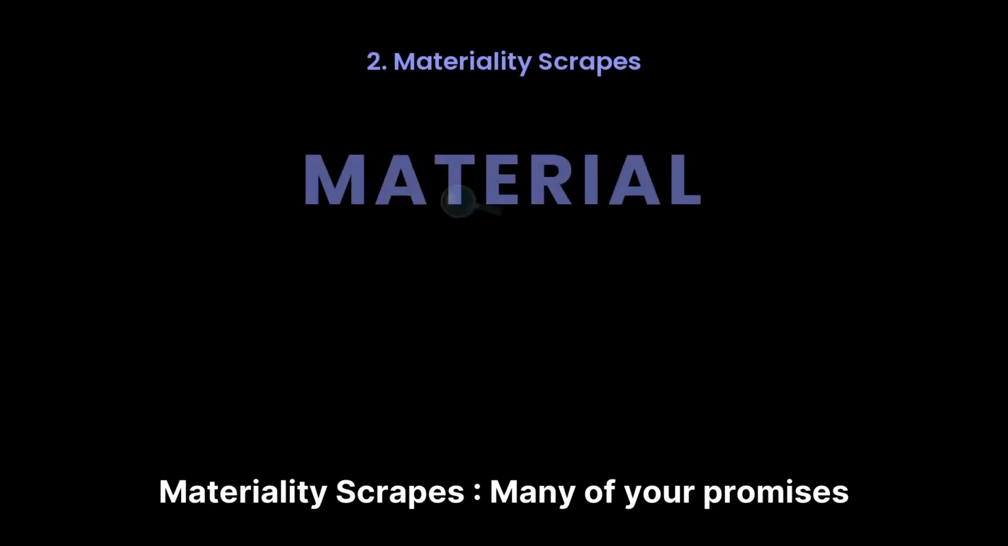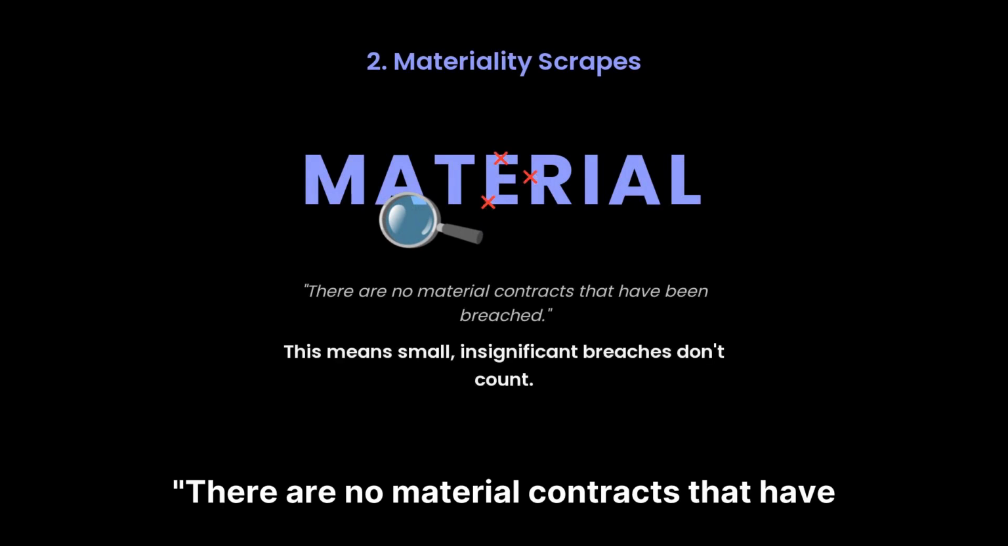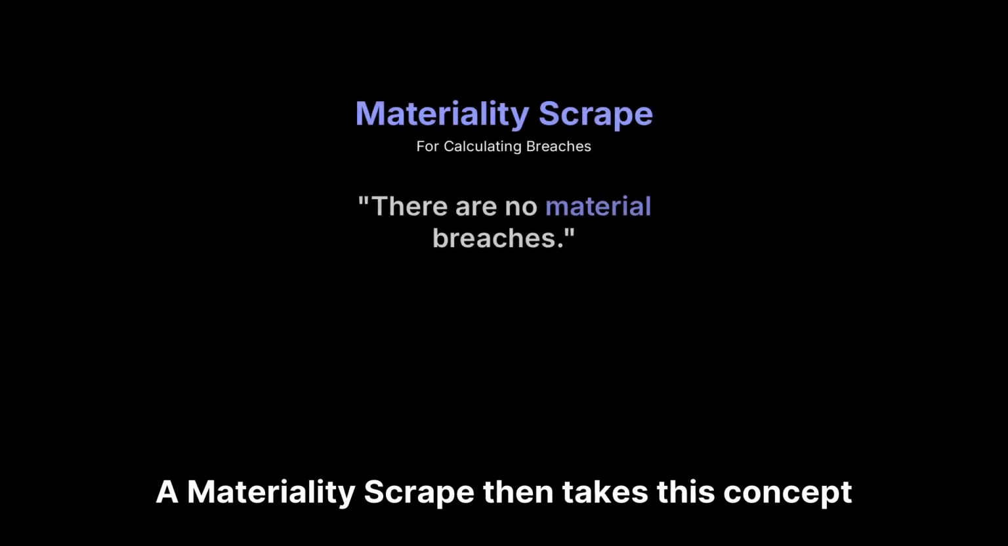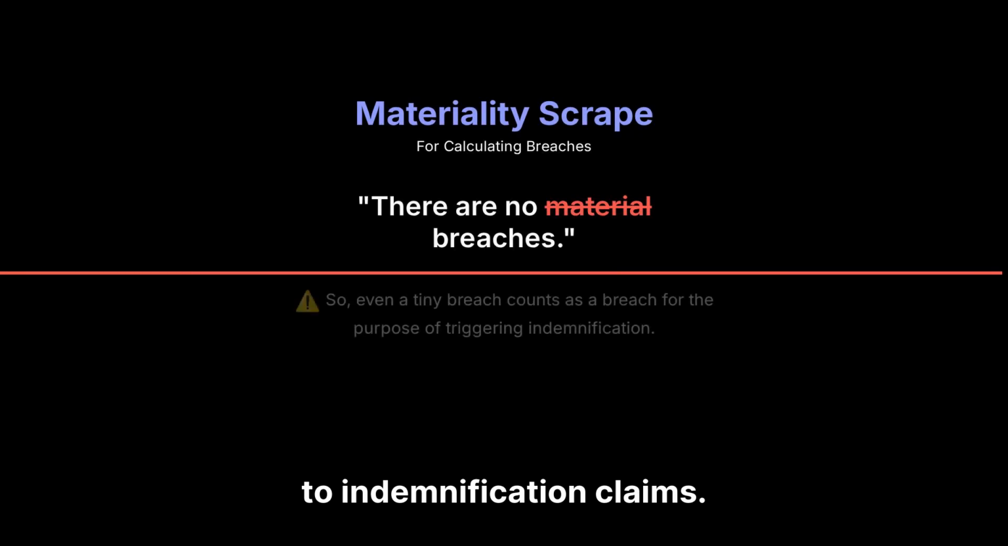Two, materiality scrapes. Many of your promises might include the word material. For instance, there are no material contracts that have been breached. This means small, insignificant breaches don't count. A materiality scrape then takes this concept a step further, especially when it comes to indemnification claims.